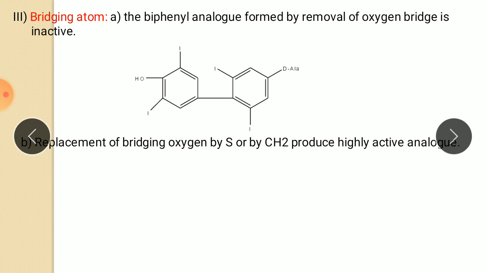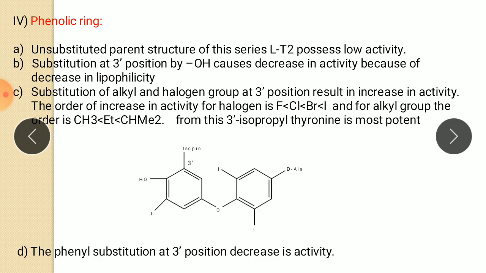So the biphenyl analog formed by removal of the oxygen bridge is inactive. If we remove this bridge in T3 and T4, here is the oxygen between these two rings, but if we remove this oxygen, then the compound is inactive. Similarly, replacement of the bridging oxygen by sulfur or by CH2 produces a highly active compound. So if we replace this oxygen by sulfur or by CH2, then it gives a highly active compound.